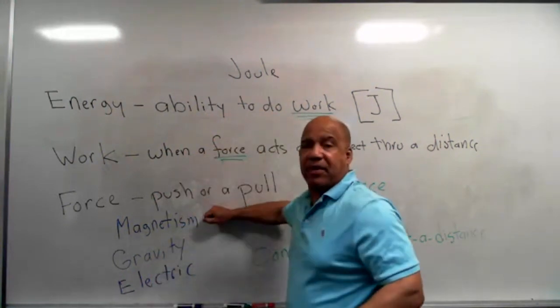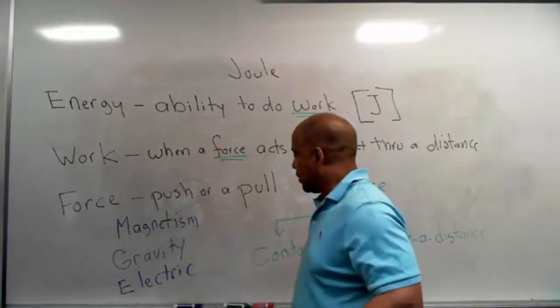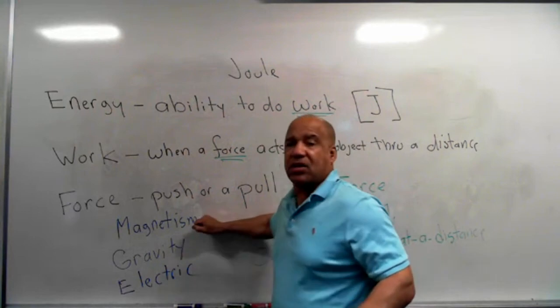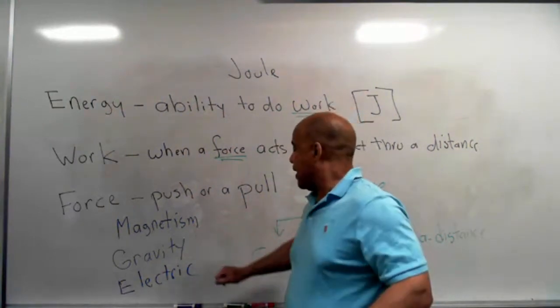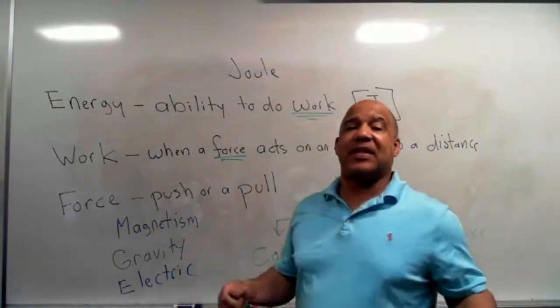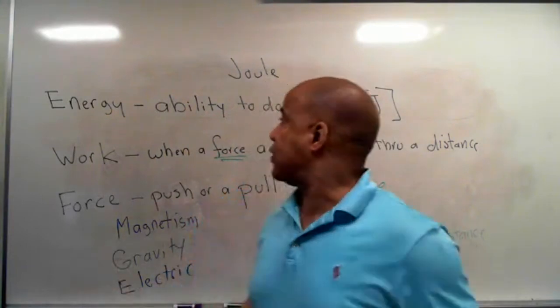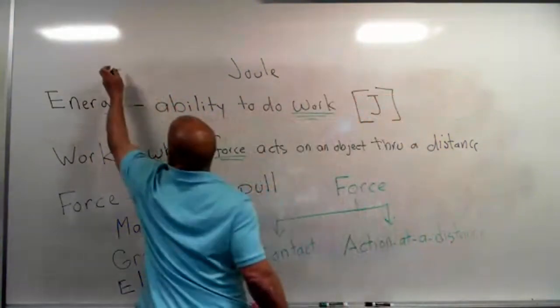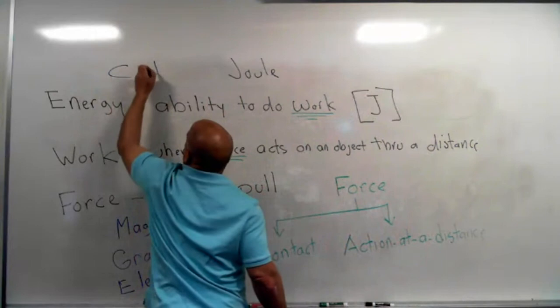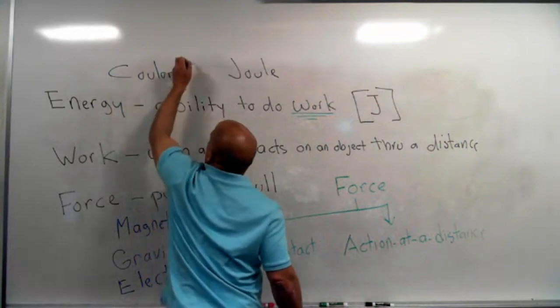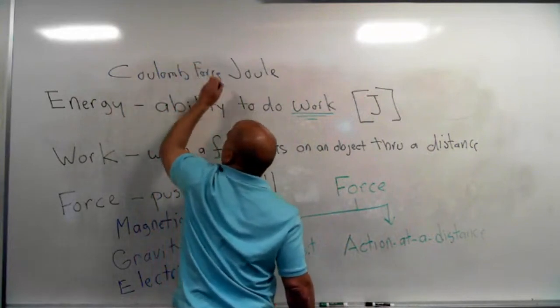So I got the force of gravity, that's an action at a distance force. I got magnetism, that's an action at a distance force. And then the last thing is I got this idea of an electric force. It's also called a Coulomb force. The electric force is called a Coulomb force.